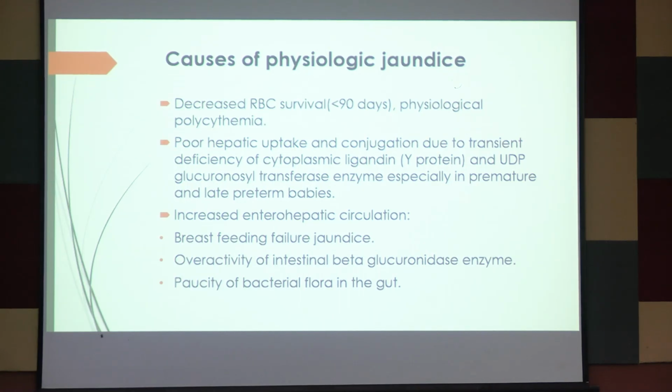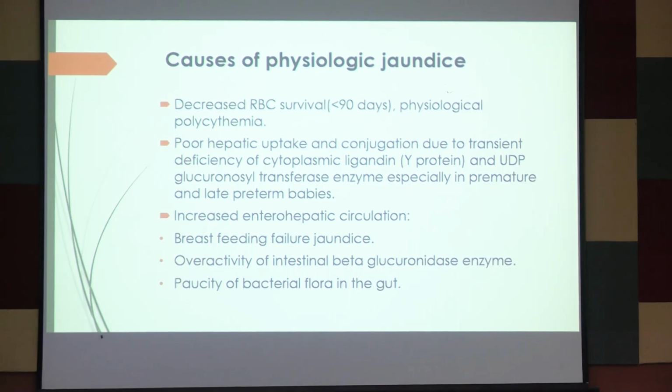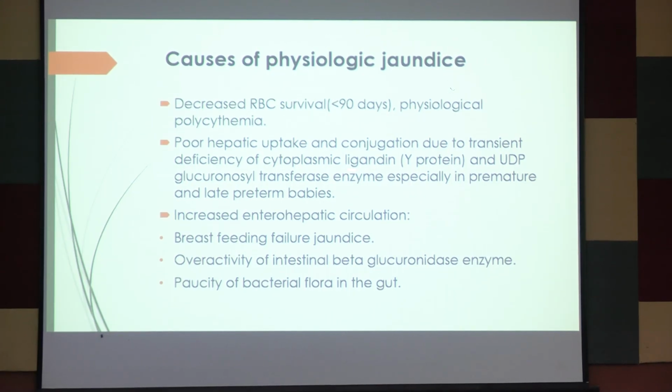Then poor hepatic uptake and conjugation. Hepatic uptake will be poor, so conjugation will be poor because conjugation occurs in hepatocytes, and due to transient deficiency of cytoplasmic ligandin Y protein. This is a carrier protein that helps to transport bilirubin, and the enzyme UDP glucuronosyl transferase. So deficiency of this carrier ligandin Y and UDP glucuronosyl transferase enzyme will cause physiological jaundice, especially in premature and late preterm babies.